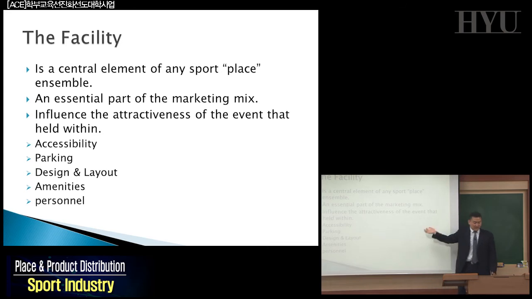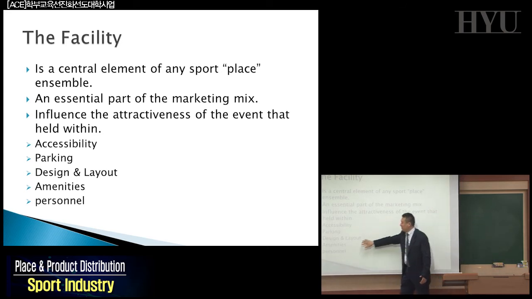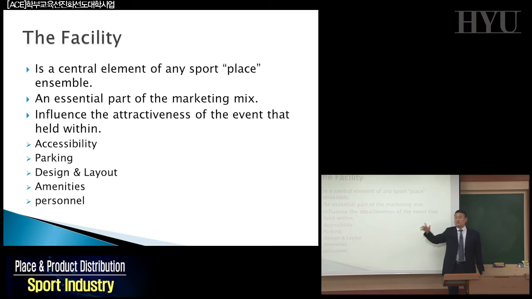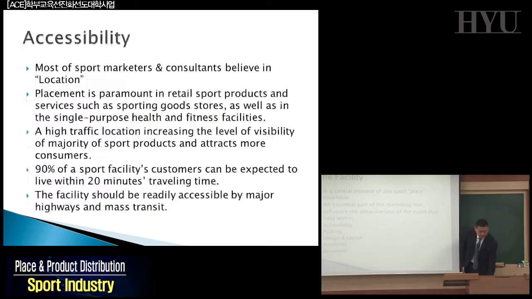Accessibility, parking, design and layout, amenities, personnel. These are the five things sports marketers need to know when thinking about the price: accessibility, parking, design and layout of the stadium, the amenities and personnel. I will talk about those in detail later, okay?